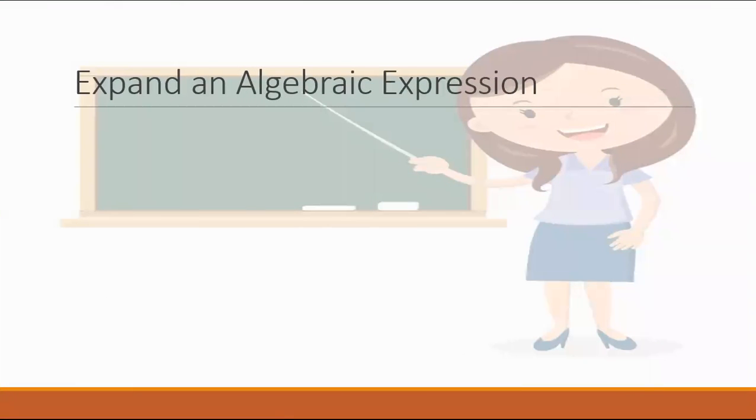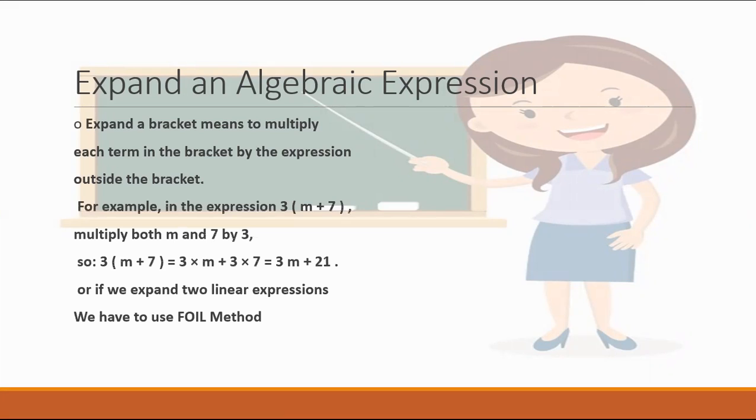Before going on to factorization, let's recap what an expansion of an algebraic expression is. When we expand a bracket, we multiply each term in the bracket by the expression outside the bracket. For example, in the expression 3 bracket m plus 7, we multiply both elements inside the bracket by the outside element, that is the number 3. So 3 bracket m plus 7 is equal to 3 multiplied by m plus 3 multiplied by 7. So at the end, the output is 3m plus 21.